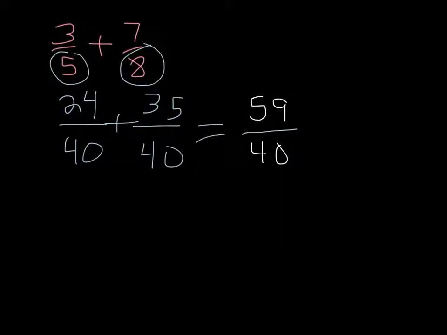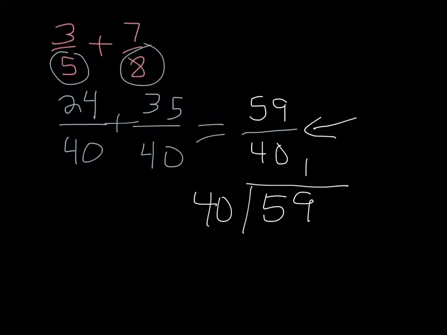Which brings us to the last most common mistake. People aren't simplifying. To simplify, I have an improper fraction, and we don't like improper fractions, so I need to turn it into a proper fraction. So I'm just going to read my problem. Remember, this fraction bar is division. This says 59 divided by 40.